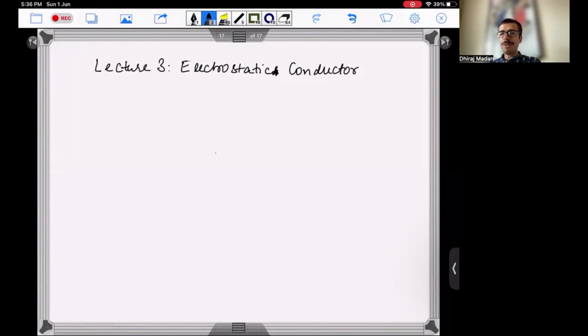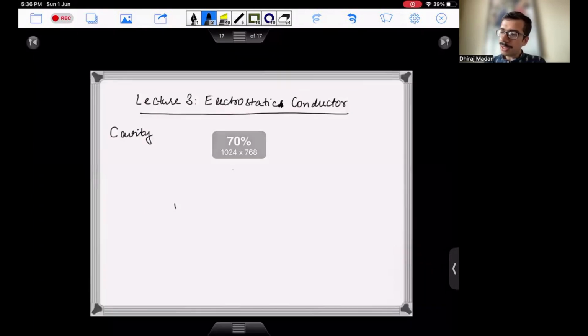So today we are going to look at cavity inside conducting shells. That's the topic for today's lecture, and that's going to be quite interesting as well. So let's see that.